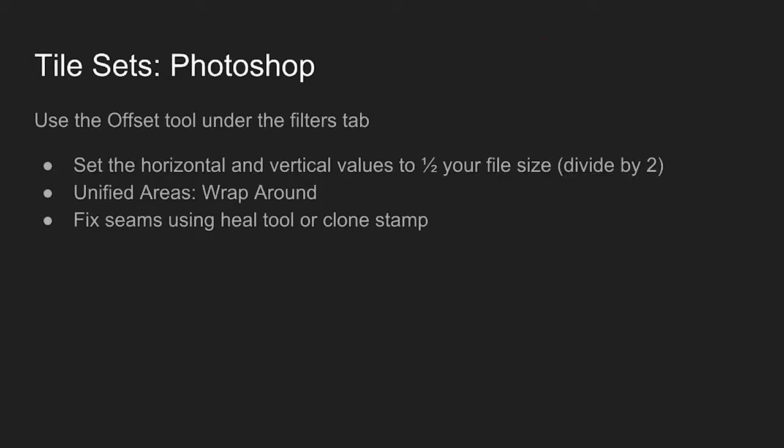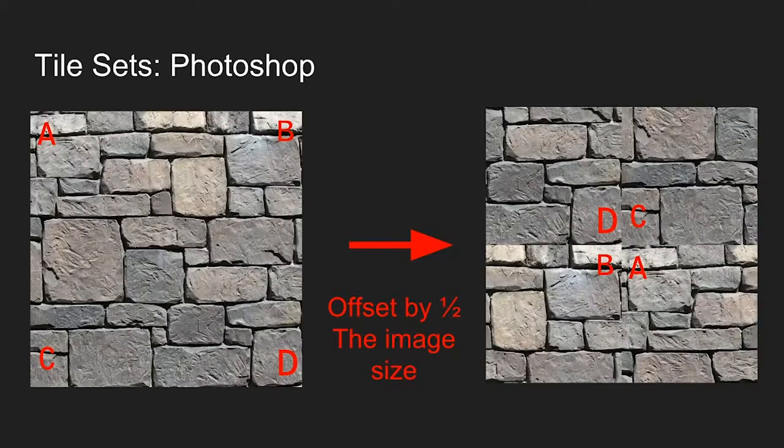So how do you set up a tileable texture? Well, in Photoshop, you use the offset tool under the filters tab, and you offset it by half of the value of the resolution of your image. We'll demo that in Photoshop together. And then you just fix up the seams.